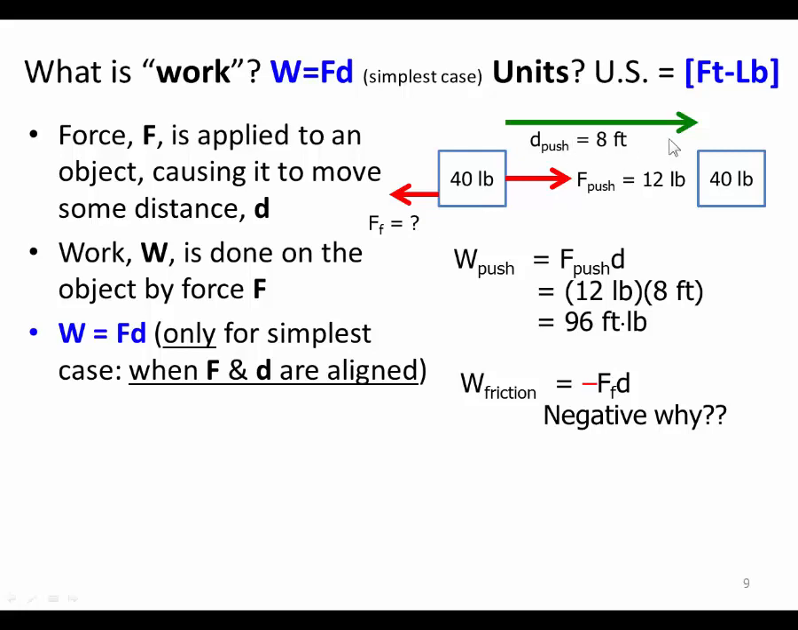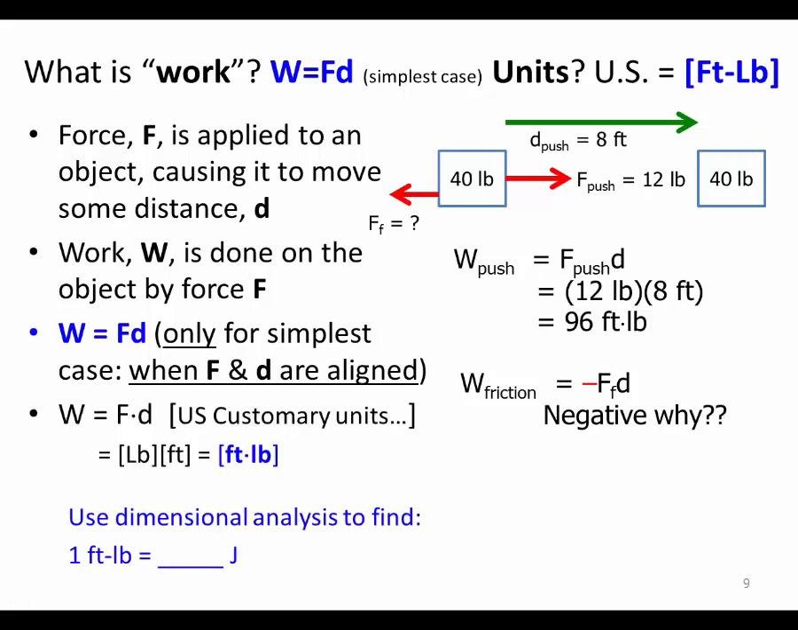We moved it about 8 feet rather than 2.5 meters, and a pushing force of about 12 pounds rather than 50 newtons. And plugging our numbers into our equations, we find that the work being done is our pushing force of 12 pounds times the distance we move, 8 feet. So we've got 8 times 12 is 96 pound-feet, but typically we call these foot-pounds. And once again, if we were calculating a frictional force on this, if we knew what that frictional force was, we could calculate the work being done against us as a negative quantity by friction. So our U.S. customary units for work are foot-pounds.